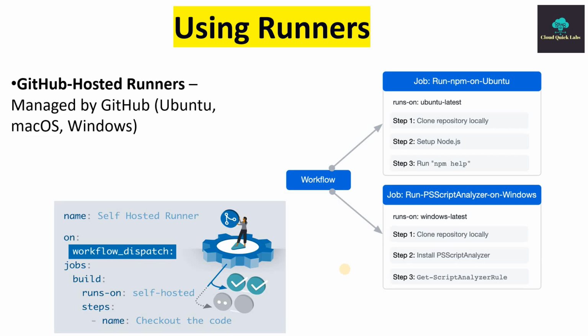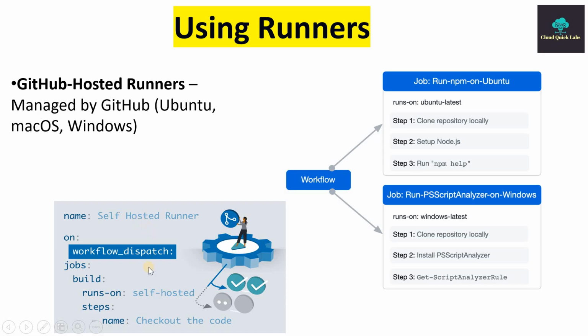Okay, so here GitHub-hosted runners are managed by GitHub or Microsoft, because that is the parent company. It could be using Ubuntu, macOS or Windows as we see here. So you see runs-on ubuntu-latest, runs-on windows-latest. So basically it talks about how you can use the GitHub-hosted runner. The next one is a self-hosted runner.